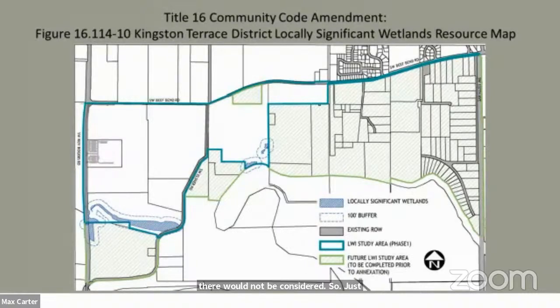Just for clarity, Mr. Myers, are you talking about this area here? No, because that's not being considered right now. That area right next to the LWI, the blue hatched area, right there to the right of that, to the east. That section right in there.